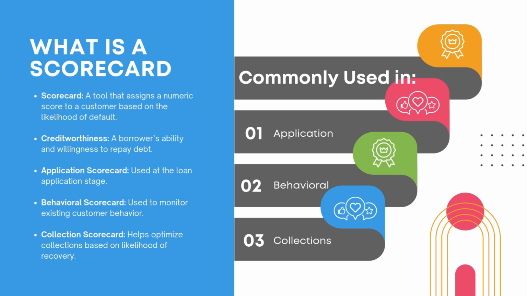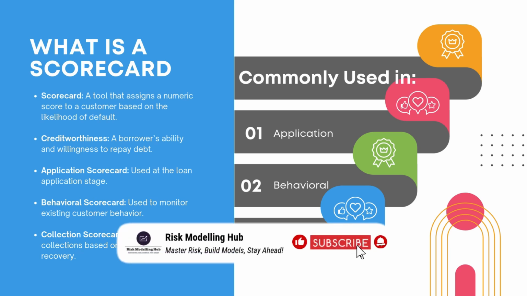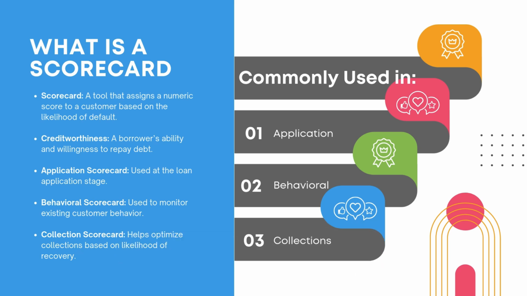There are different types of scorecards: application scorecards, behavioral scorecards, collection scorecards. Application scorecards are used at the time of loan application to predict default risk. Behavioral scorecards are used for existing customers, focusing on payment patterns, credit utilization, etc. Collection scorecards help in prioritizing recovery efforts based on the likelihood of repayment.